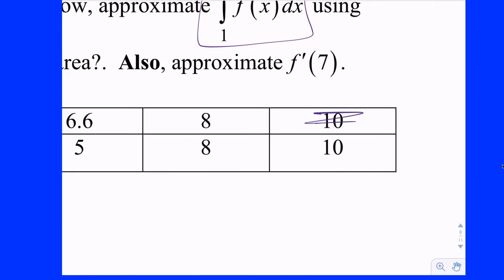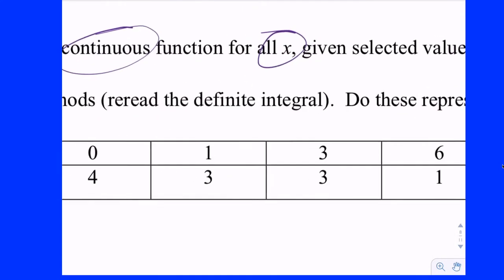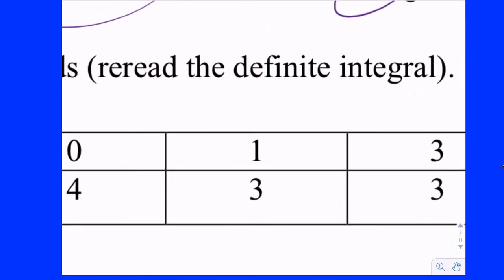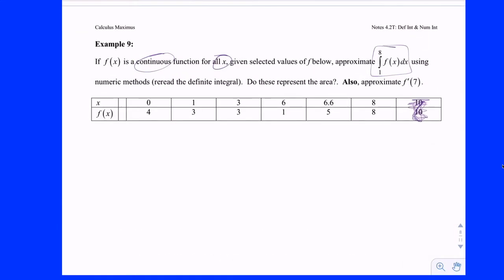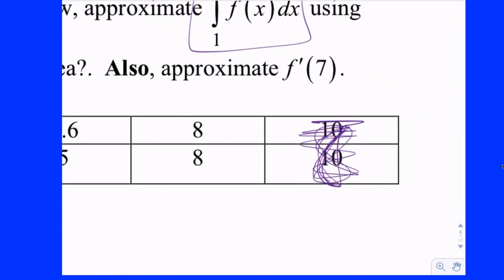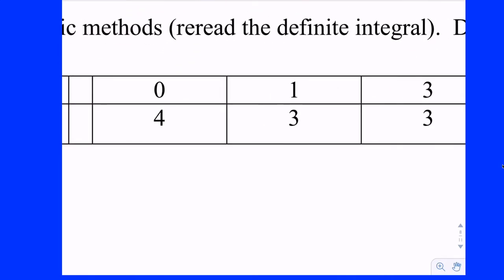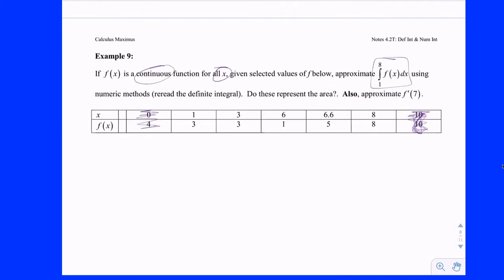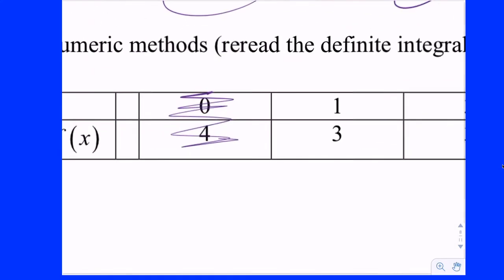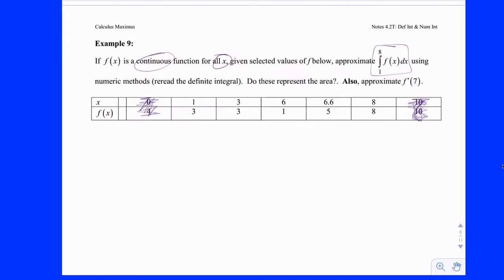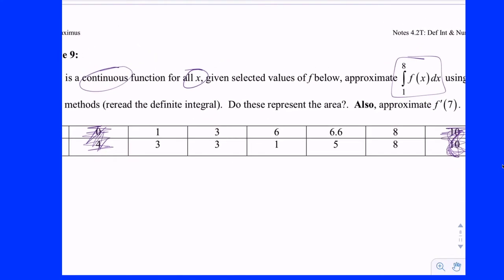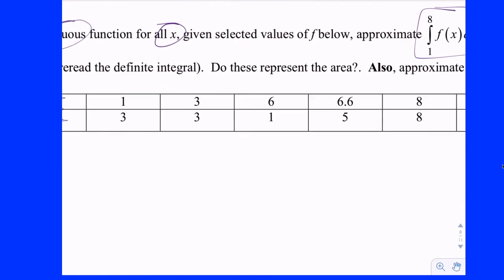We're not going to be using this guy here. Would the AP exam write something like that? Reread the definite integral? No. Okay. Also approximate f prime of 7. Okay, whoa, first things first. We can get rid of 0 too. Good eye, good eye. I was about to calculate the width so I can get rid of 0. I tricked myself on that one. All right, so now we're focused on 1 to 8.